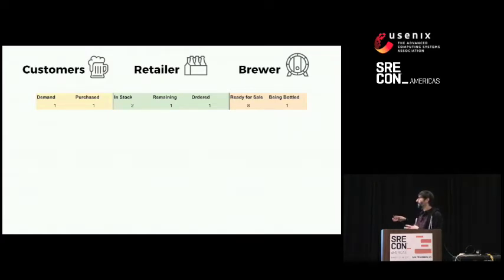So usually there's demand for 1 case of startup beer. The retailer keeps 2 cases in stock, so after the sale they have 1 remaining. So they order 1 every week, and the brewer has 8 ready for sale, and they're bottling 1 a week. So we've got a system in equilibrium, right? Steady state system.